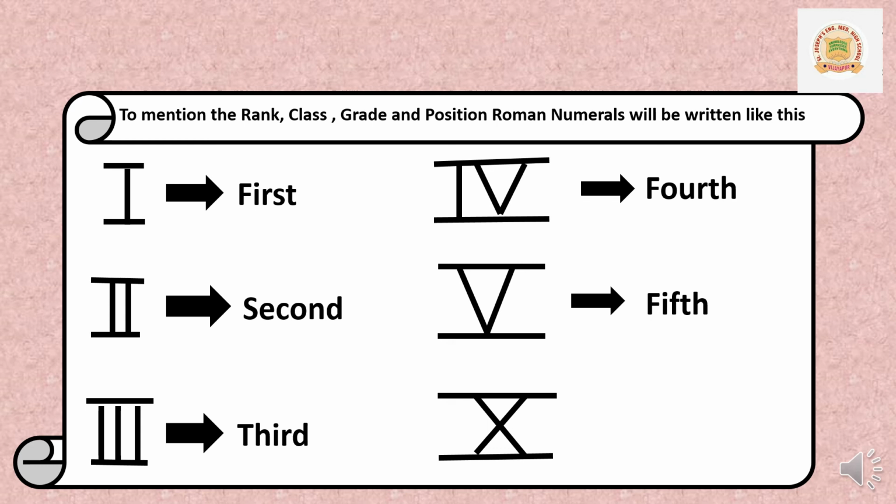Now what is this? X. X means 10. But with the line on the upper and lower side, we will read it as 10th. This is also one method, but it is not given in the textbook. Only for your extra information I am giving it to you. While mentioning the grade, class, rank, positions, we can use this. If you are going for a first class train ticket, then it will be written as I like this.